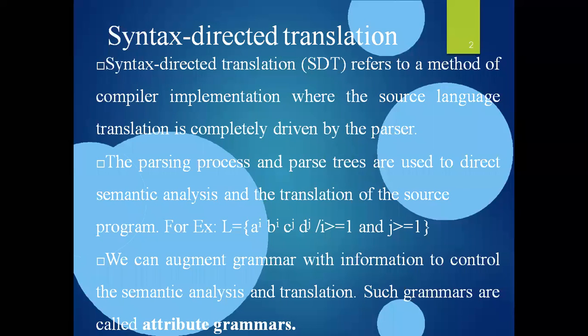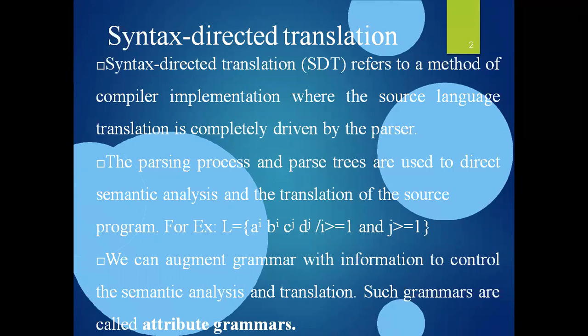So here we are performing the translations for the context-free grammars, right? And the most basic point, point number one, defines that it is a method of compiler implementation where the source language translation is completely driven by the parsers. And here the parsing process and the parse trees are used to direct semantic analysis and translations of the source program.